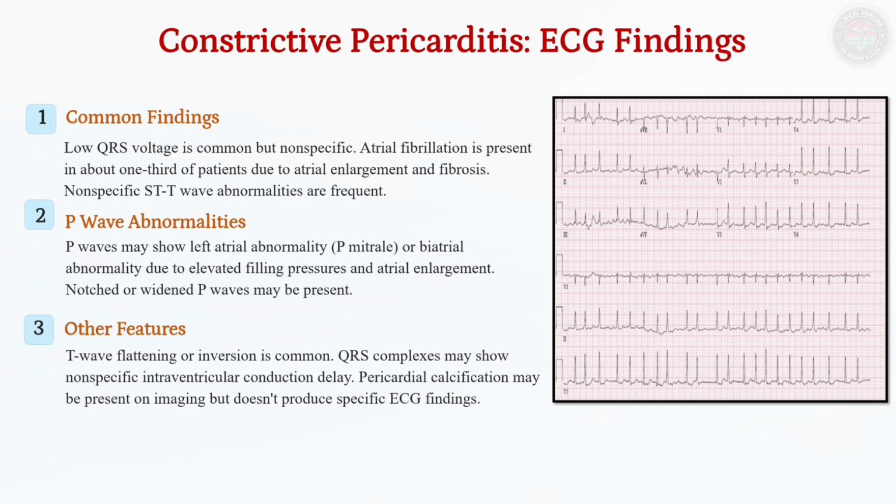Constrictive pericarditis. ECG findings. In constrictive pericarditis, pericardial thickening and fibrosis restrict diastolic ventricular filling, producing subtle but important ECG changes. Low QRS voltage may be present due to reduced myocardial motion, and flattened or inverted P waves can indicate atrial involvement. Nonspecific STT wave changes, reflecting chronic inflammation and pericardial scarring, are common. While the ECG findings are not diagnostic alone, their presence in a patient with symptoms of right heart failure should prompt further imaging, such as echocardiography or cardiac MRI, to confirm the diagnosis.